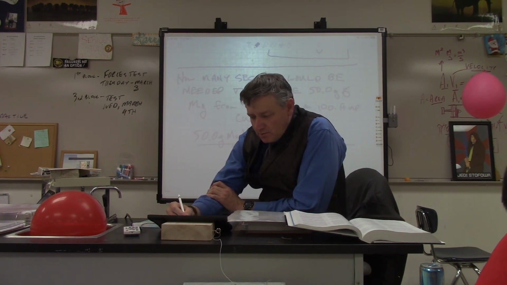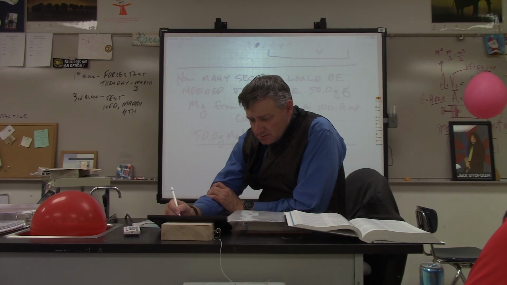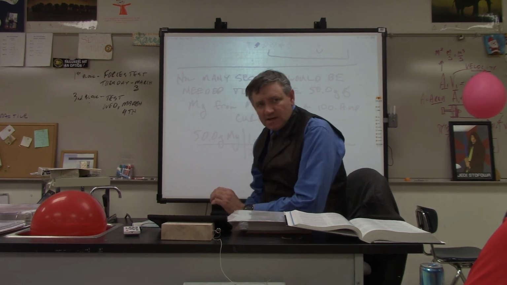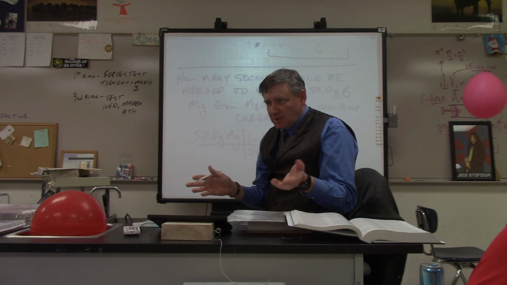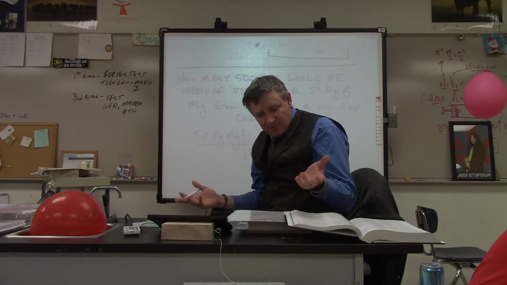Electrons. Turn that to electrons. 1 mole of magnesium is 2 moles of electrons. How do you know? Because it takes 2 electrons. Yeah, it's Mg2+, right? If it was Mg3+, it would be 3 to 1.